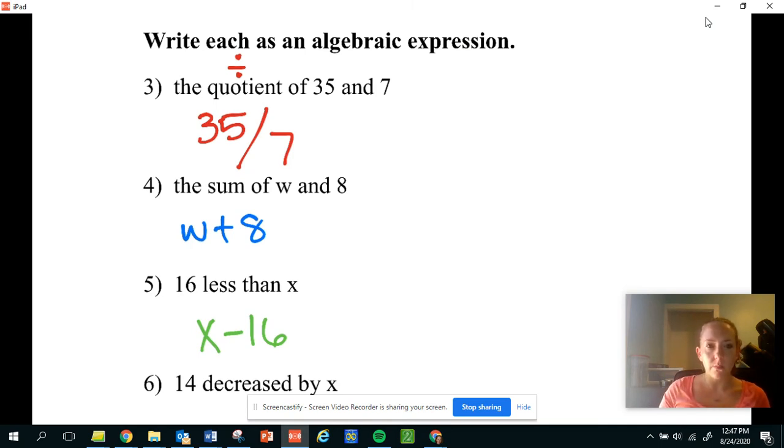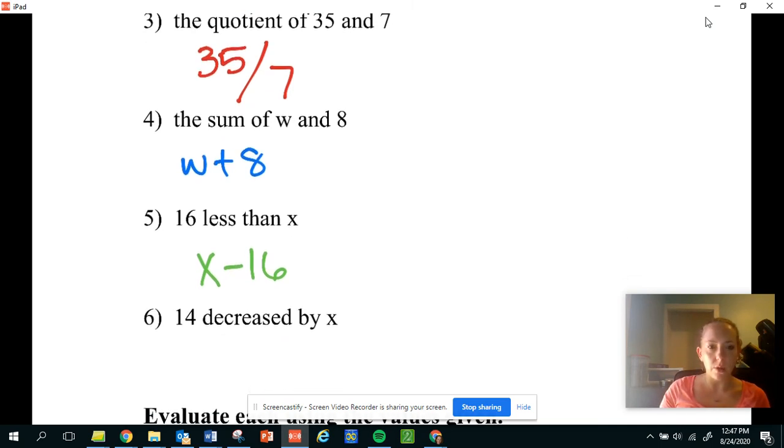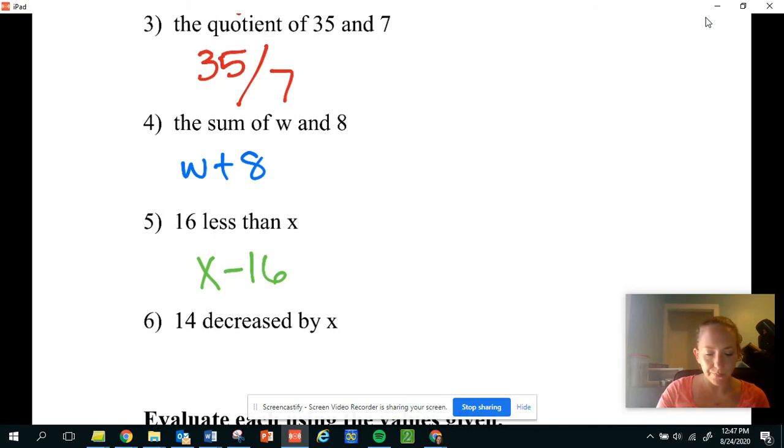Then the last one I have here is 14 decreased by X. And that one is just going to be in the order it's given. So you have 14 and you're decreasing it by X. So you're subtracting X from it. So just something to be mindful of, something to be careful about. We are going to practice this during the Google Meet, so don't stress too much. This is stuff that you should have seen before.